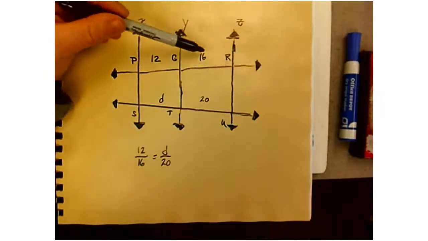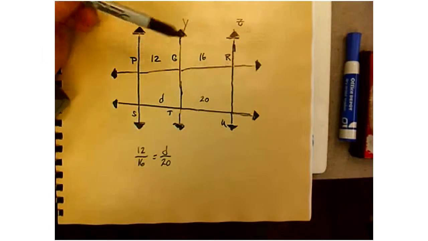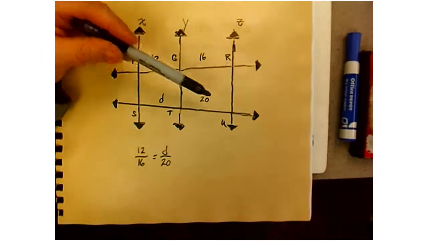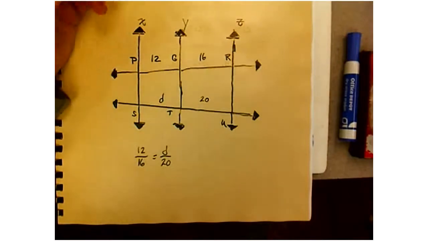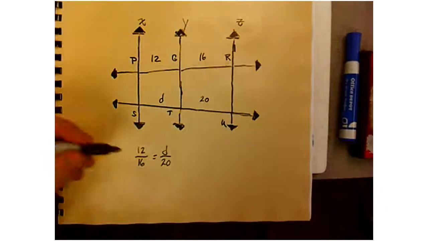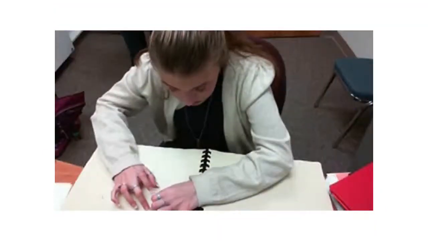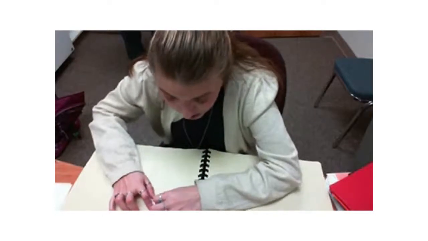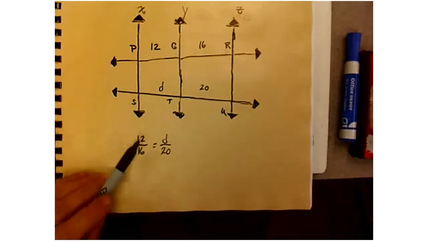You could also choose 16 is to 12 as 20 is to D. That's fine. So then you have 12 is to 16 as D is to 20. How are we going to solve this? Multiply. Yes, cross multiply, cross products.